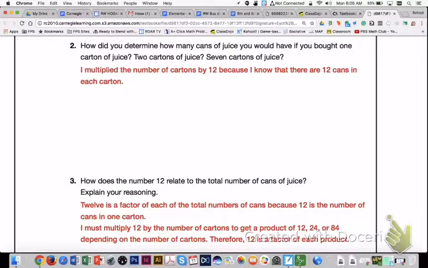For number 2, you can multiply the number of cartons by 12 because you know that there are 12 cans in each carton. And for number 3, 12 is a factor of each of the total numbers of cans because 12 is the number of cans in one carton. You must multiply 12 by the number of cartons to get a product of 12, 24, or 84, depending on the number of cartons. Therefore, 12 is a factor of each product.